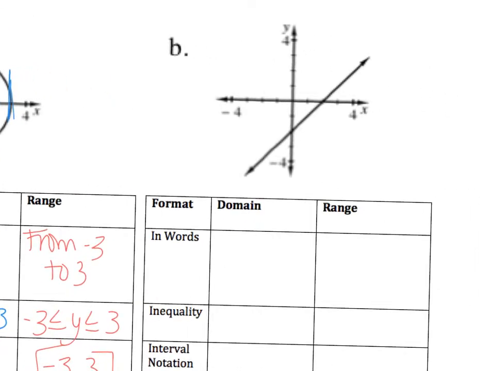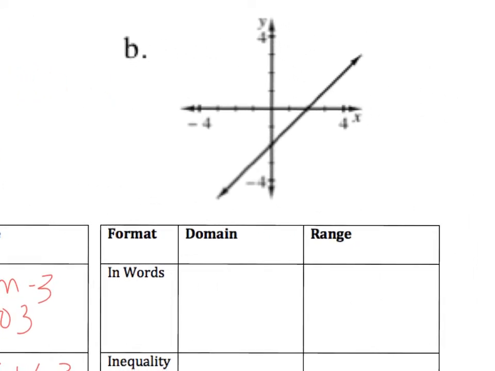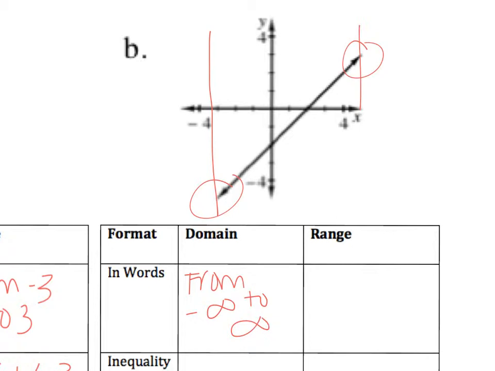Taking a look at part B, we have a line, and we have arrows on this line. So when we look at the domain going from left to right, the far left to the far right, we are going forever. Those arrows mean that it's going to continue to go forever. And the way we represent that is we're going to say it's from negative infinity to infinity.